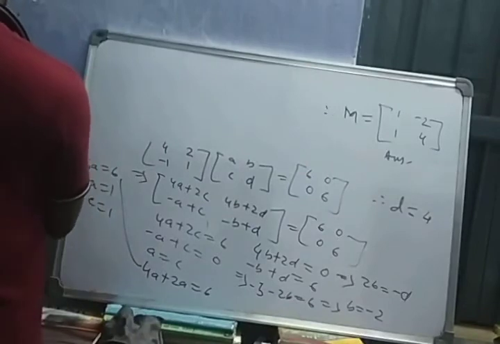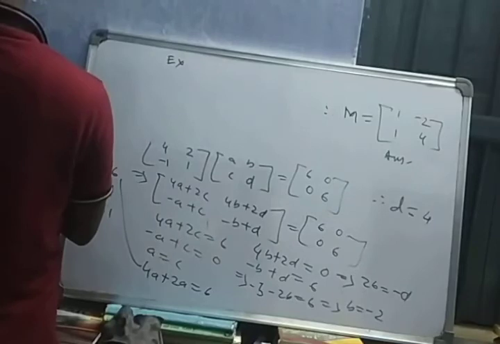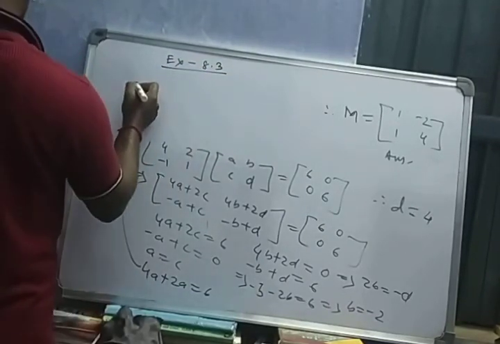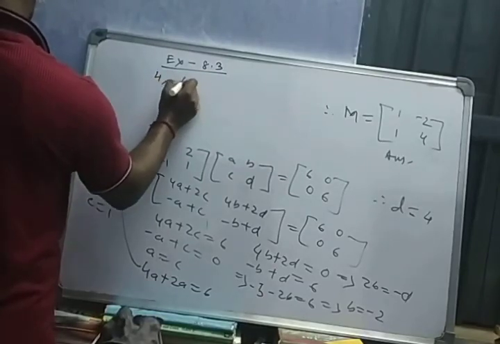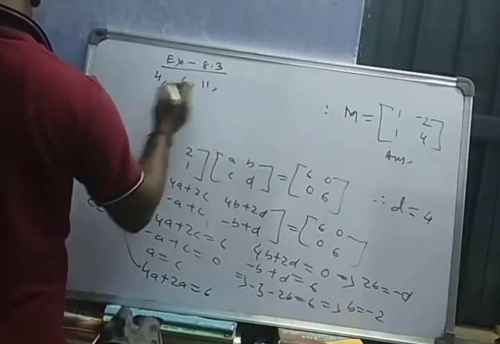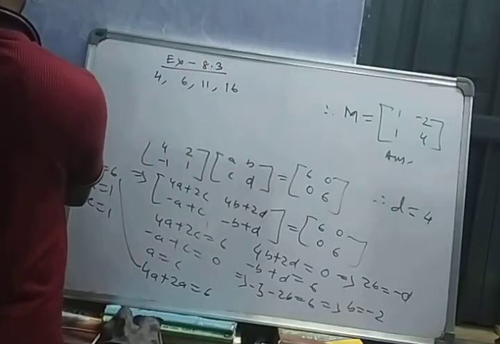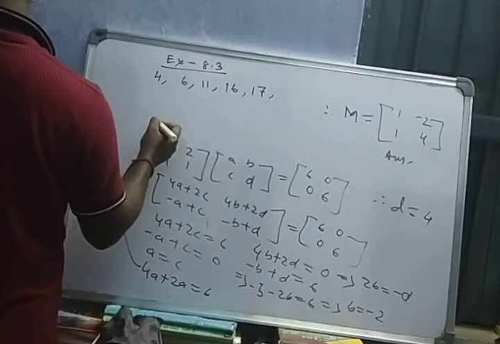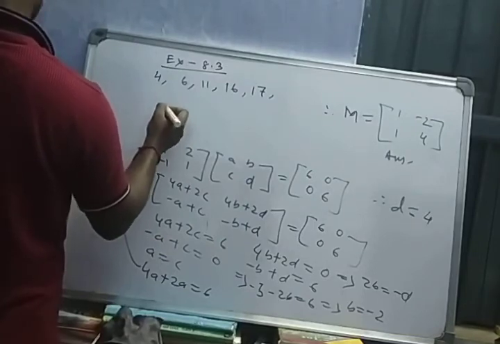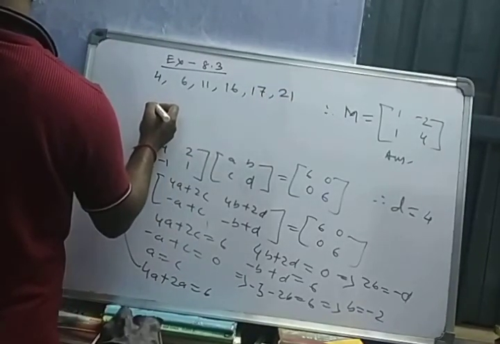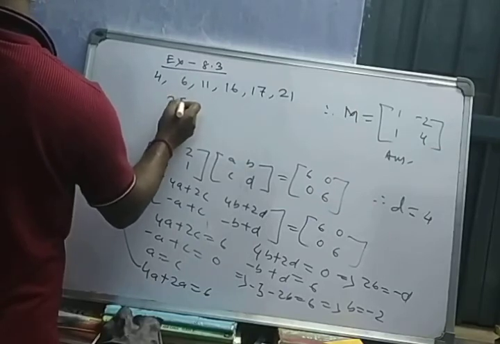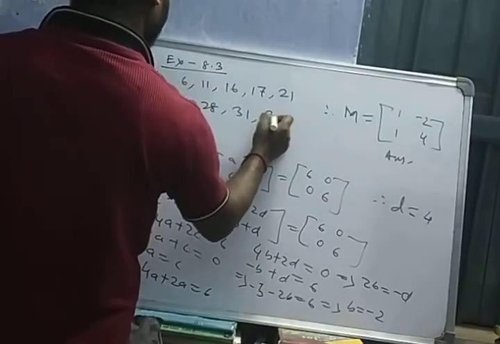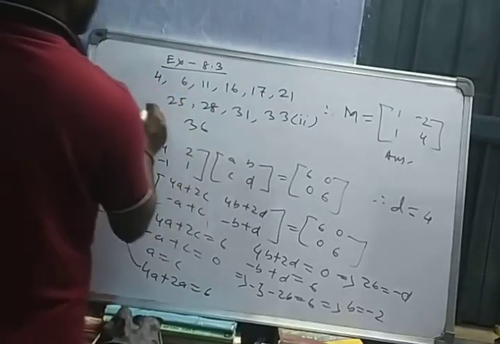Now all of you write the homework. Exercise 8.3: questions 4, 6, 11, 16, 1, 25, 28, 31, 33, 36. All of you see these are the homework.